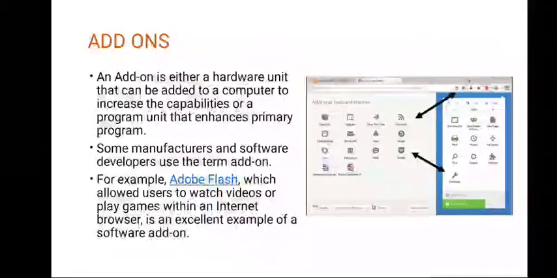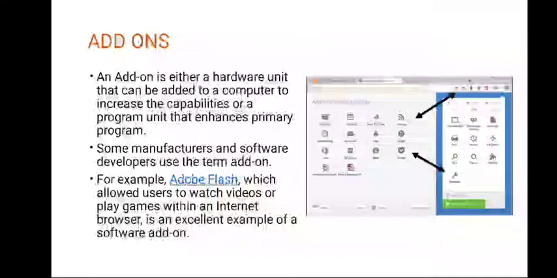So the definition is similar to a plugin. An add-on is similar to a plugin, but the difference is that an add-on can be a hardware unit also, but a plugin was compulsorily a software unit. So an add-on is either a hardware unit which can be added to a computer to increase the capability, or it can be a program also which enhances the primary program. Some manufacturers and software developers use the term add-on for that, and other developers use the term plugin for that. So whichever term is used, that is the respective add-on.